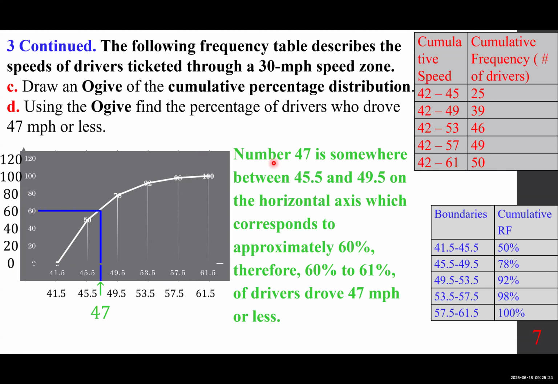So number 47 is somewhere between 45.5 and 49.5 on the horizontal axis, which corresponds to approximately 60%. Therefore, 60% to 61% of drivers drove 47 miles per hour or less. So that's how we do it, everybody.